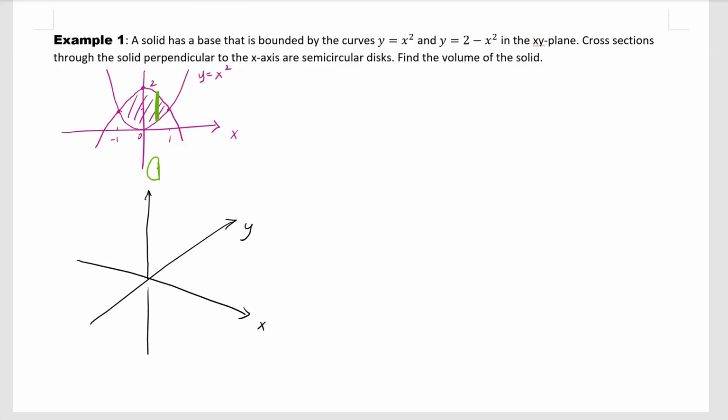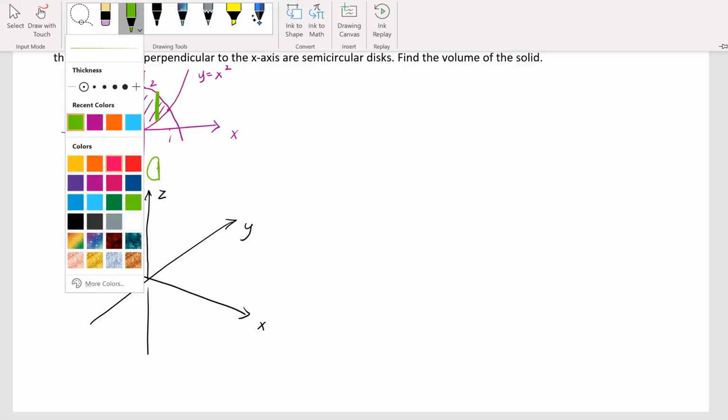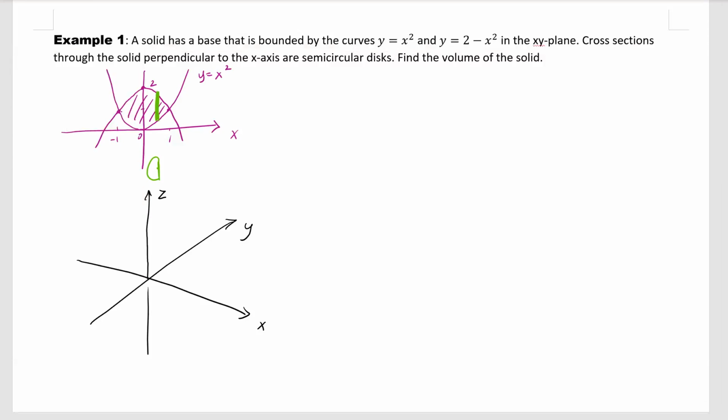Okay. So this is the z-axis. So far so good, everybody. And let me use the purple color to indicate the base. So the base passes through the points (0, 0), (1, 1), and (-1, 1). So this is the first.